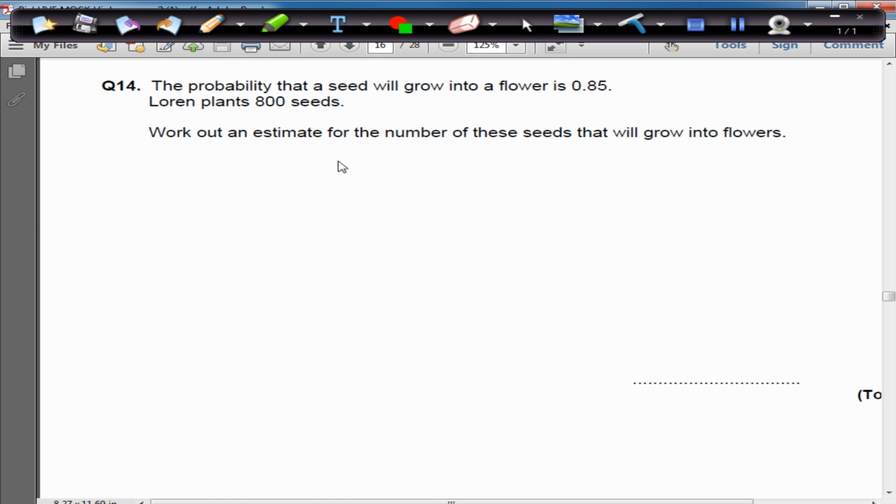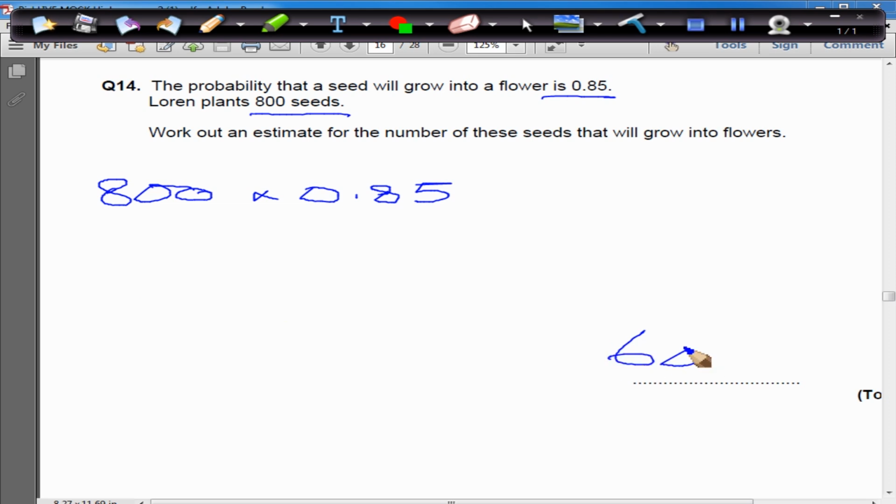Right. Question number 14. The probability that a seed will grow into a flower is 0.85. The Laurent plants 800 seeds. Work out an estimate for the number of these seeds that will grow into flowers. So what's the calculation that we do? We start with 800 and we multiply it by 0.85. So in our calculator, what will that give us? 680. Samia, what do you get? 680. Rutaba? 680. So we expect 680 of them to flower.